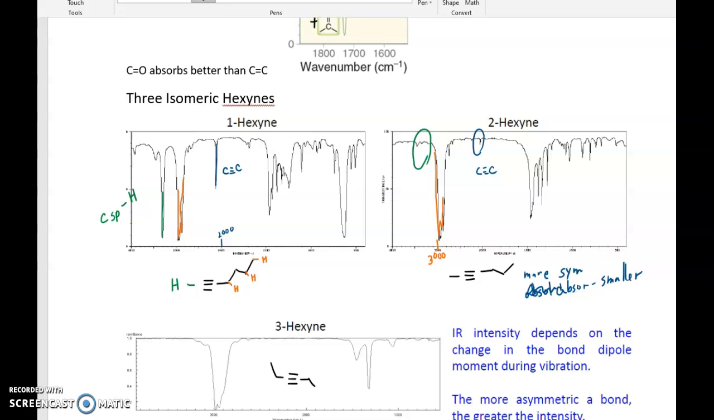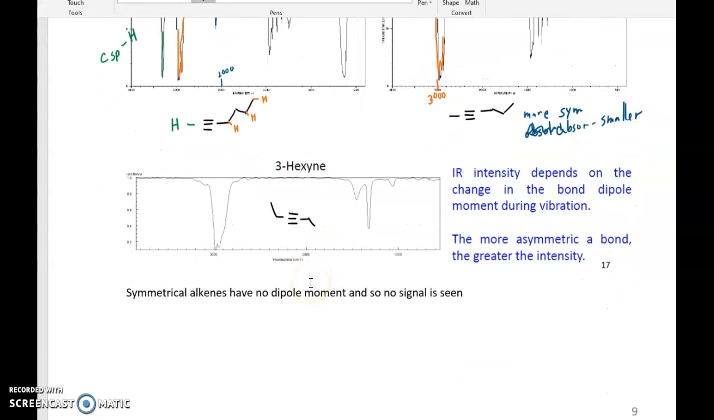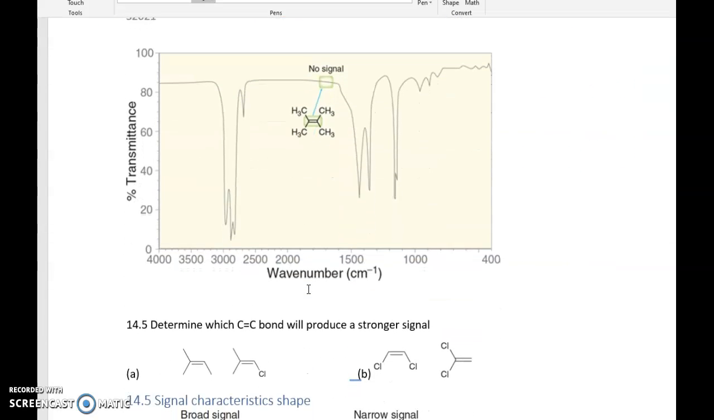Okay, and then if we look at 3-hexane, we see that it's very symmetrical, and so we have no dipole moment and no signal. We see our carbon sp3 hydrogen bonds in here, but almost everything else is blacked out. You don't see any interesting things. This is another example. This is a carbon-carbon double bond, and we expect to see it around 1680, and it is missing. And the reason it's missing is because of the symmetry.